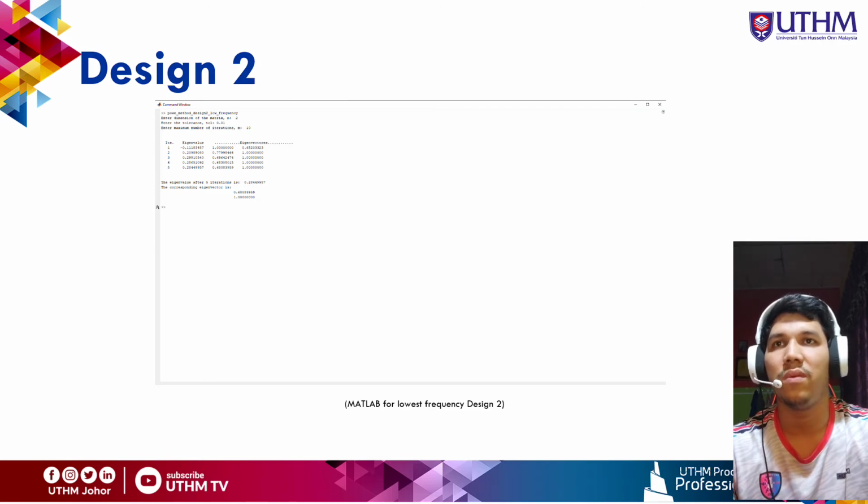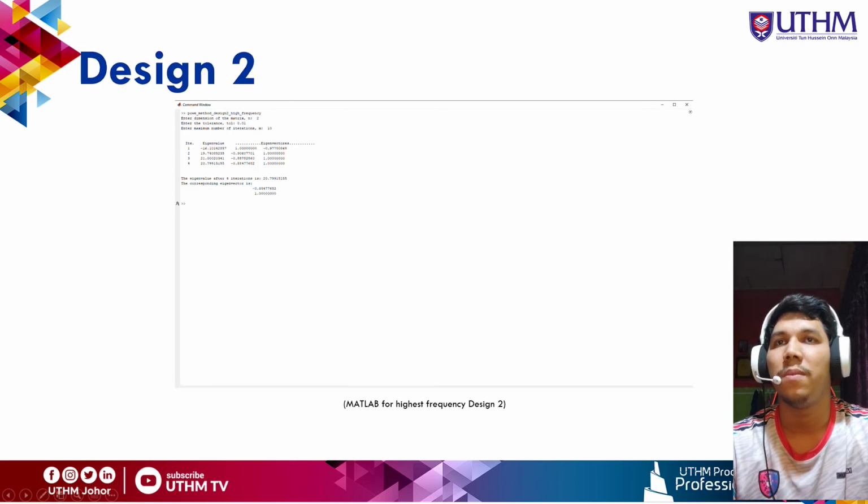After we key it into MATLAB and run, we get 5 iterations and the eigenvalue is 0.28449957. This is the eigenvalue after we run it for the lowest frequency. The next one is the high frequency for design 2.